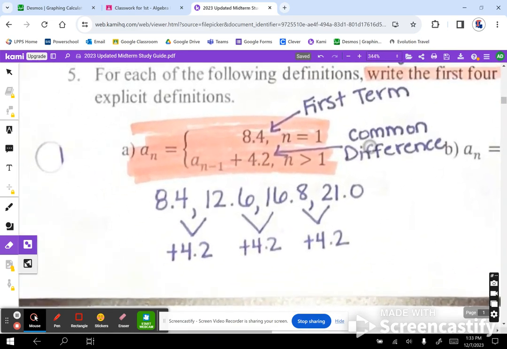Number 5, I'm going to zoom in here. This number in this position in the recursive definition is your first term. That is the term that you are going to write first when you're writing the sequence, okay? This number here, positive 4.2, if this is minus, then it's going to be negative. You're going to subtract. But this number here is what you're going to add to 8.4 to get your next term. Well, if I add 4.2 to 8.4, I get 12.6. Add 4.2 to 12.6, I get 16.8. Add 4.2 to 16.8, and I get 21. That is how you write the first 4 numbers of your sequence.